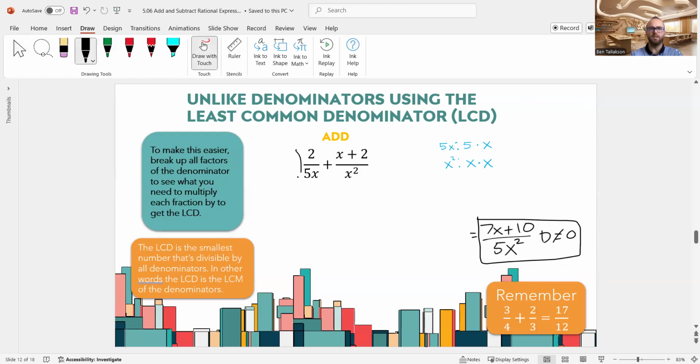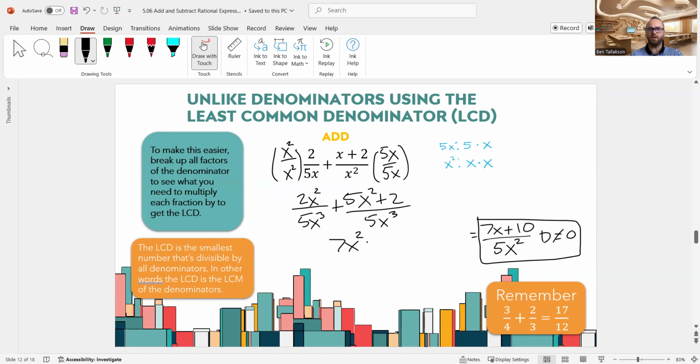So if I just said, I don't want to mess with all this and make mistakes, I just want to multiply top and bottom by x squared, multiply top and bottom here by 5x. Well, I'd get 2x squared over 5x cubed. Then I'd get 5x squared plus 2 over 5x cubed. Add those like terms: 7x squared plus 2 over 5x cubed.